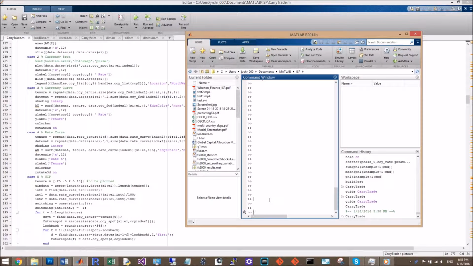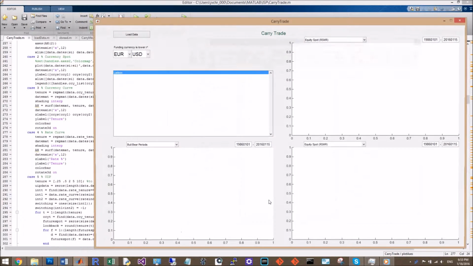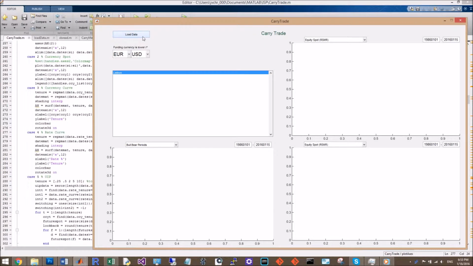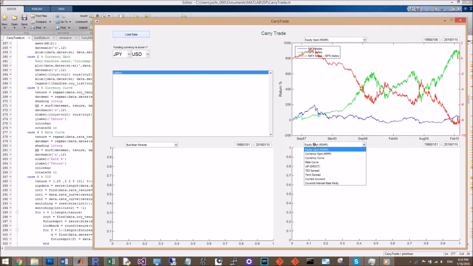Hello everybody. I'm going to talk a little bit about the independent study I've been working on here at Wharton to enhance the Sharpe ratio on carry trade returns. So first, what I'm doing is loading in some data here. This is a UI built in MATLAB. We're going to start by looking at the yen-dollar cross.